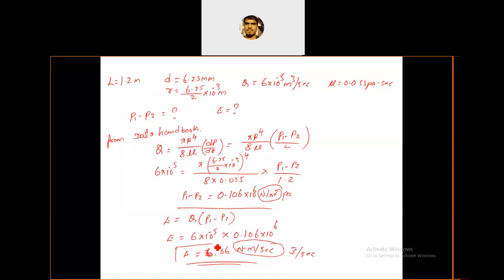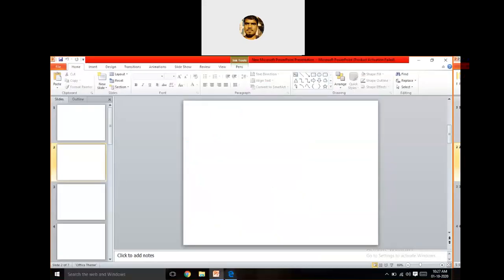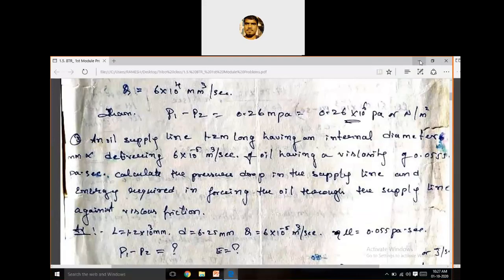So this is the energy required to force the oil, and this is the pressure difference across the capillary tube. These two you have to find. So, clear? So these are the problems based on the capillary tube. Similarly, we will solve some of the problems based on parallel plates.